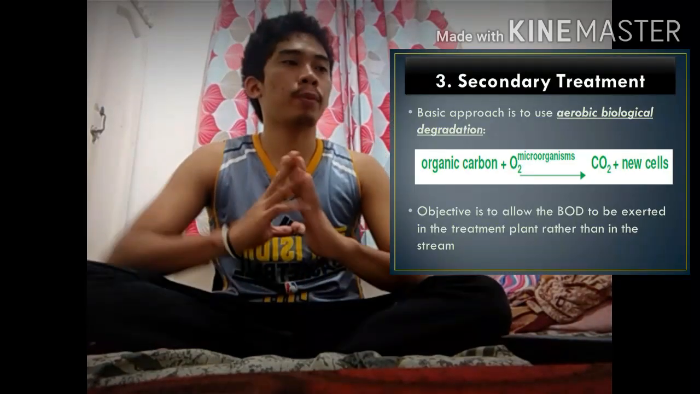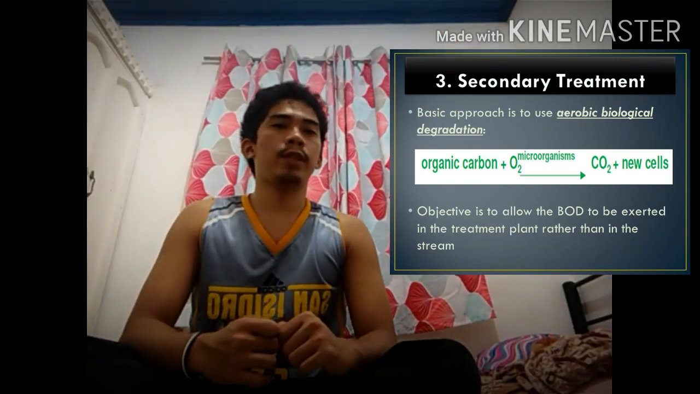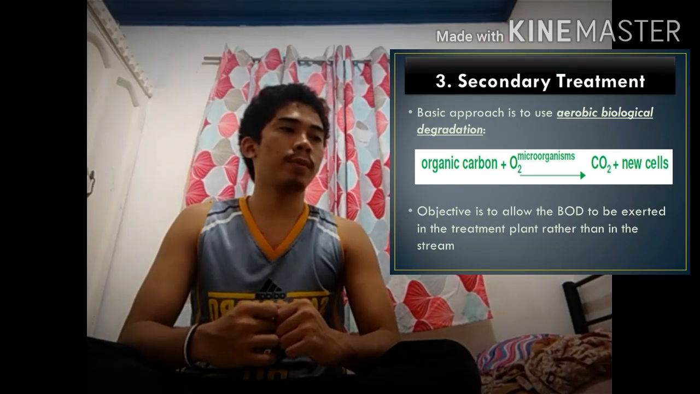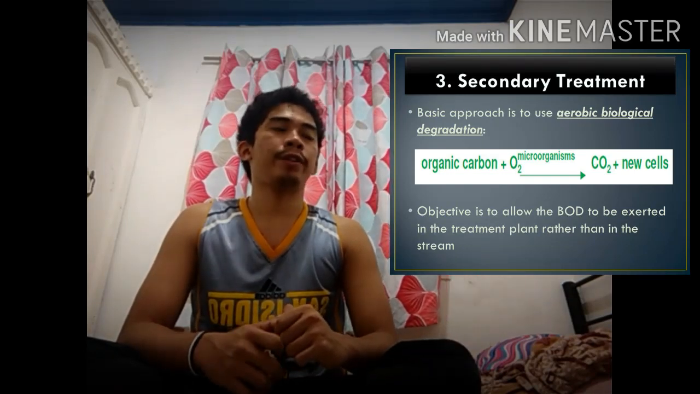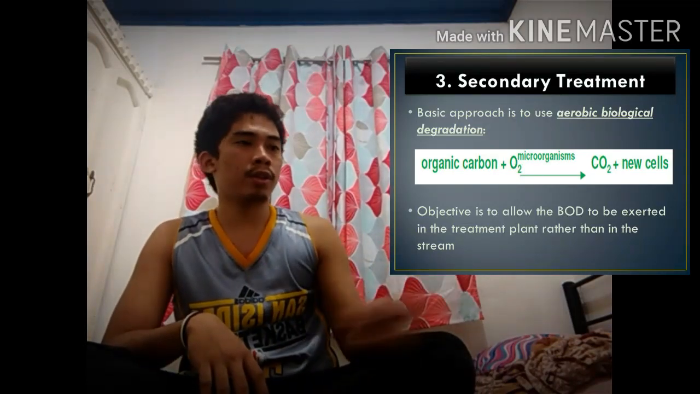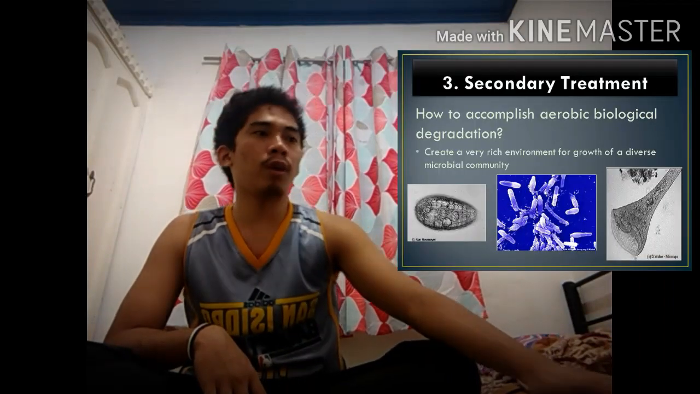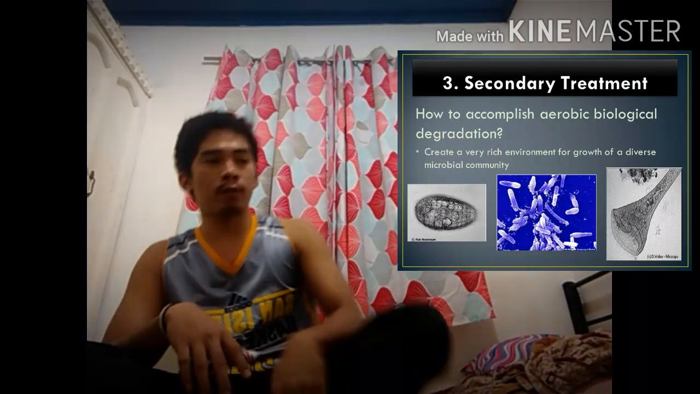The most basic approach in secondary treatment is to use aerobic biological degradation. Its objective is to allow the BOD to be exerted in the treatment plant rather than the stream. We can see its chemical equation here. How to accomplish aerobic biological degradation? It creates a very rich environment for growth of a diverse microbial community.